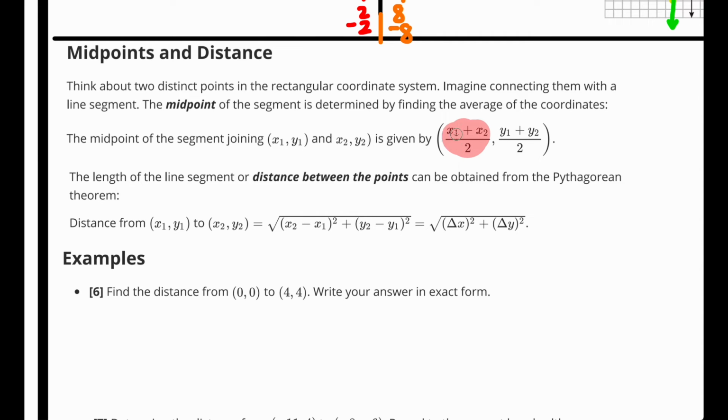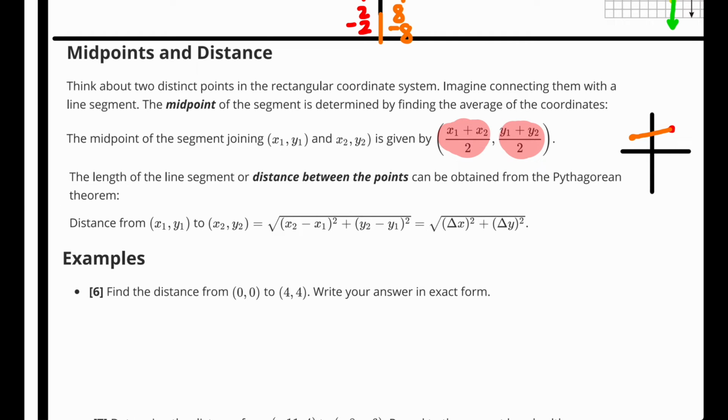You add the x's together and divide by 2. You add the y's together and divide by 2. And basically you found the midpoint. The next thing is the length of the line segment is the distance between 2 points. Okay, so let's actually start drawing this out, maybe have an example. So we're imagining a coordinate plane here, and we're imagining 2 separate points. So I'm gonna have 1 point here, and then I'm gonna have another point, I don't know, right here. And we connect them with a line segment like that.